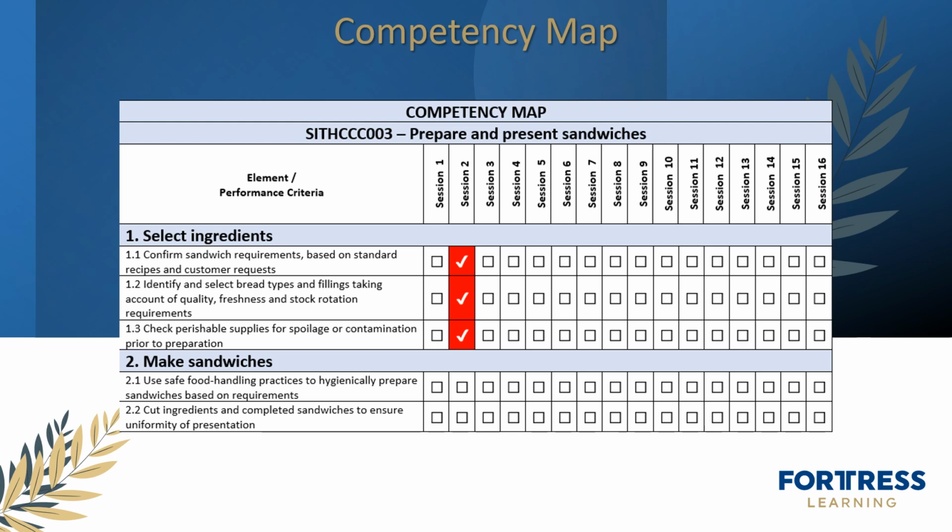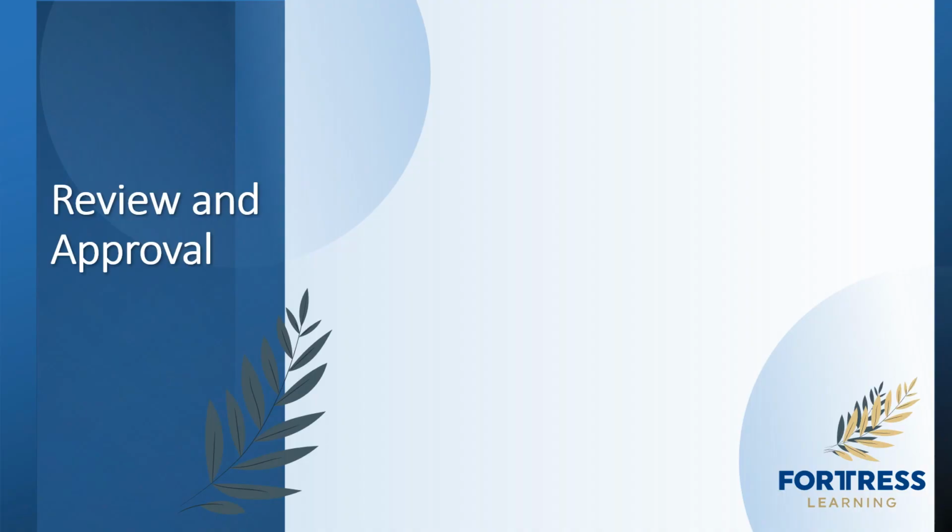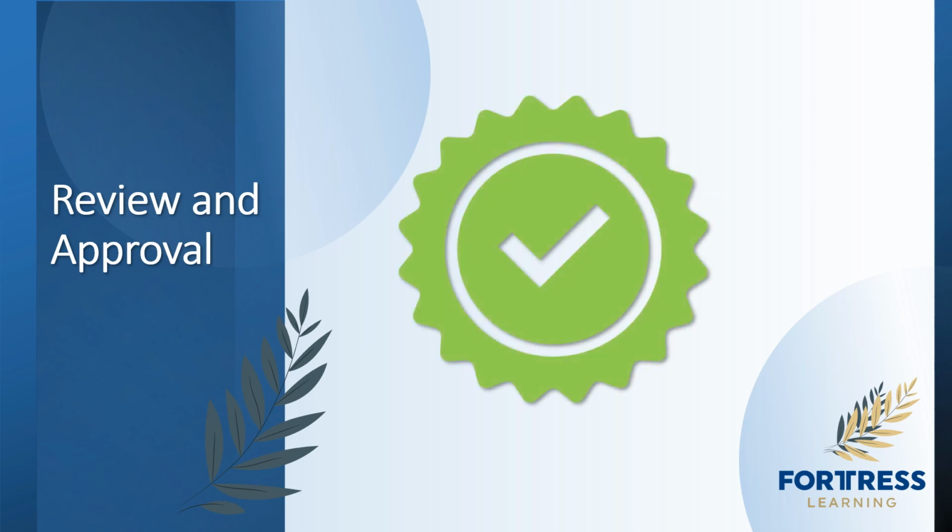A competency map serves as a good checklist to ensure that the required benchmarks are covered in the training. Here we have recorded that the requirements for element 1 are addressed in session 2. You should review your completed learning program with relevant stakeholders, including your supervisor and the client, and make any required changes prior to the development of the session plans.